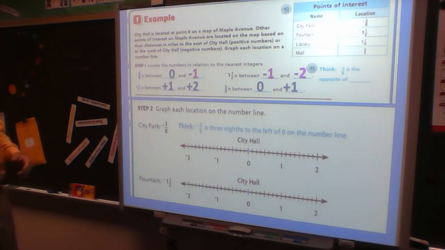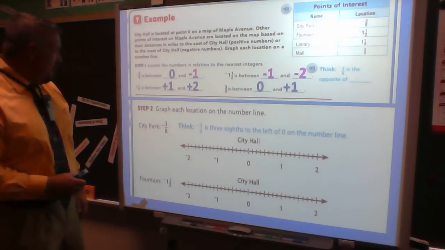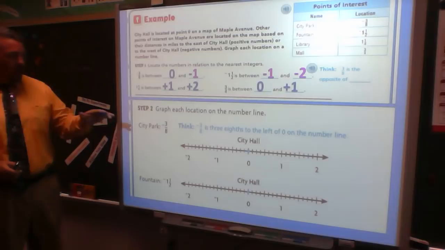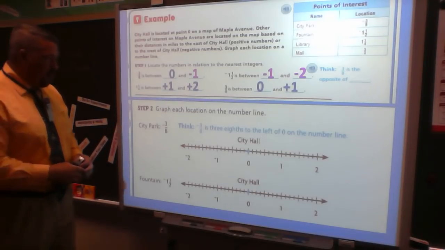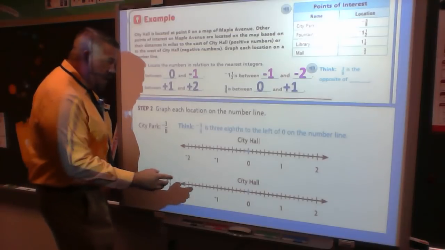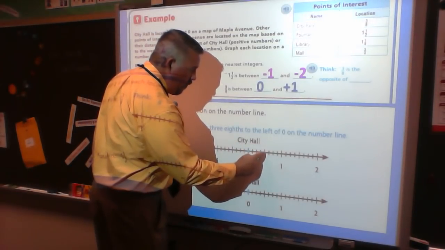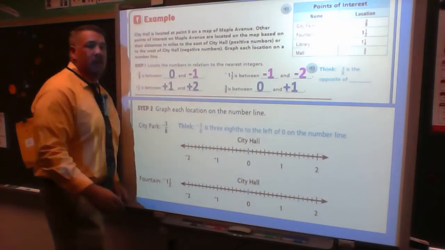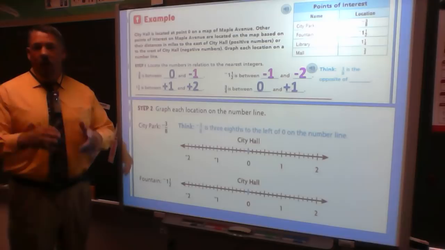When I look at the number chart that they give me, they say this is City Hall in the middle. So now we're going to figure out where each of these are going to be plotted on their number line. Should be pretty easy because when I start looking at it and I count my tick marks, if I look at those 0 to 1, I have 1, 2, 3, 4, 5, 6, 7, 8. Great, because my denominator is an 8. I can do that pretty easily.